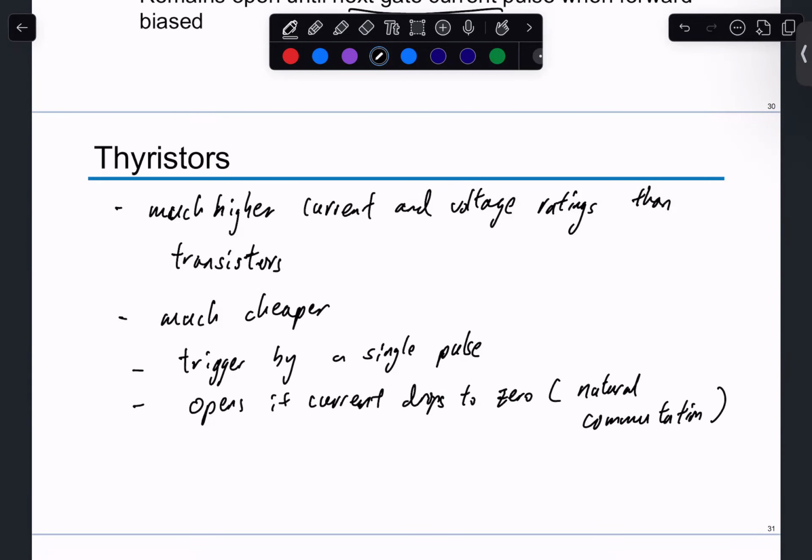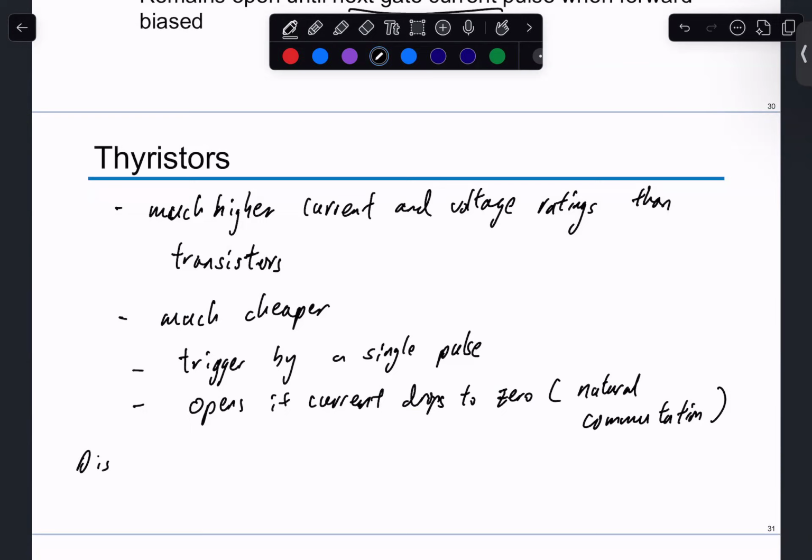So this is just a fancy way of saying that the device will open if you're not pushing current, right? The device is not staying on if there's no current being applied, no current going through it. So often in circuit design, we try to design a commutation circuit, but in this case, this comes for free. It comes from how we make the device.